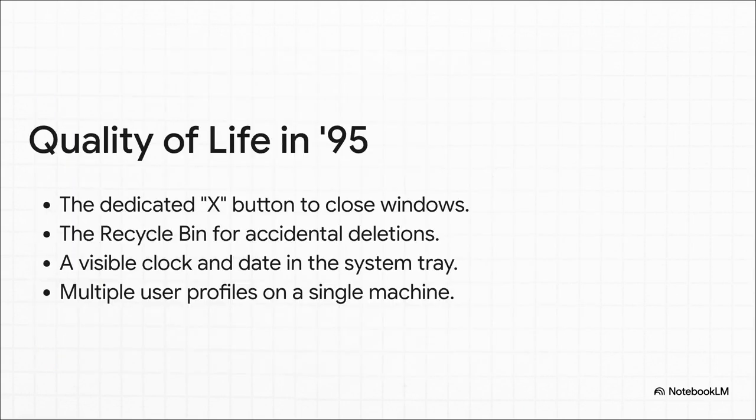And Windows 95 was also just packed with all these small but brilliant quality of life upgrades. It's what gave us that dedicated X button in the corner to close a window. It gave us the recycle bin, which has saved all of us from accidentally deleting important files countless times. And for the first time, you could just glance at the corner to see the time, and you could finally have different user profiles on one family computer.